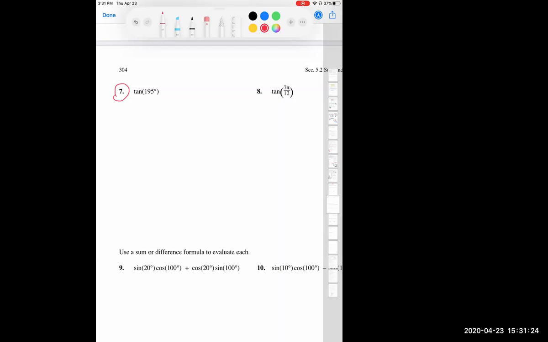And I wanted to do number 7 because we didn't do enough of those tangent problems. So the problem here is I want to find the exact solution, I want to evaluate, but 195 is not a value on the unit circle. So let's think of two numbers that, when I add them, I get 195. So maybe 60 plus 45?